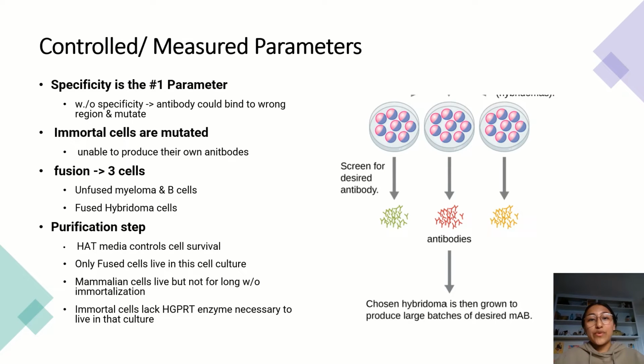Specificity is the number one parameter. Without it, MABs could bind to the wrong region or mutate. The second is ensuring immortalized cells are mutated so they're unable to produce their own antibodies. The third parameter is the purification step, and here antibodies from fused cells are screened by being placed into a HAT culture where only hybridoma cells are able to survive.